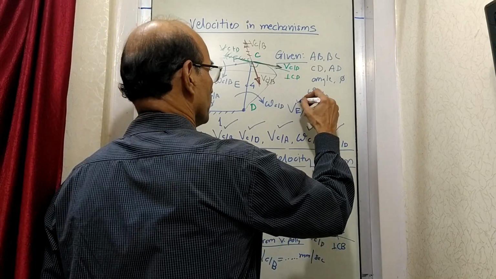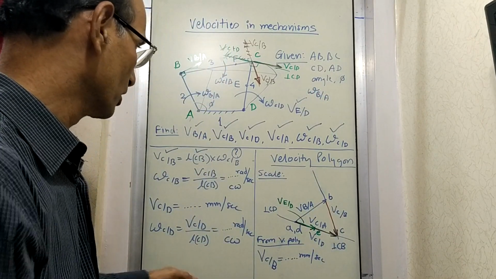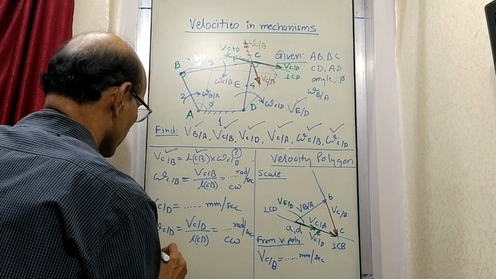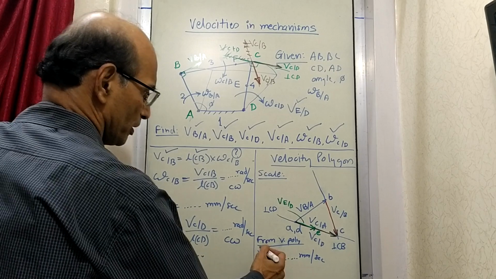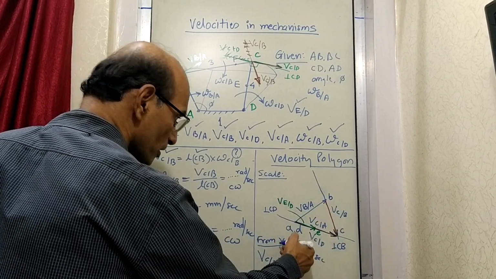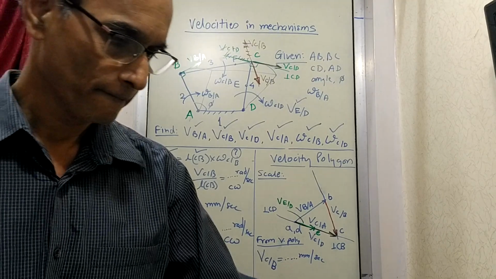So magnitude, direction, everything is known. You have immediately found out the answer. So just write here, velocity of E related to D is from the polygon. In fact, here written here from polygon. So once the polygon is ready, from polygon, you are going to find out all the various things like this.